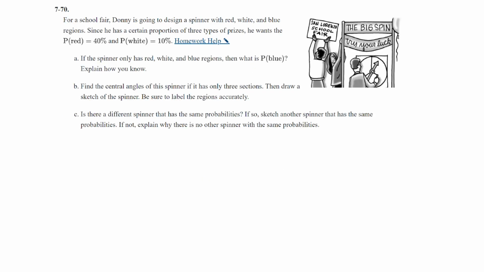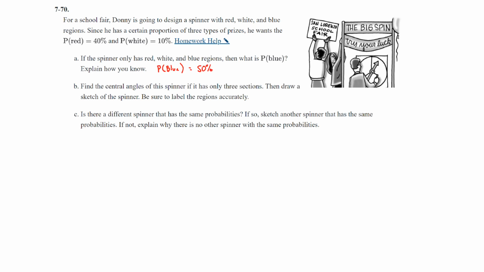Question 70. For a school fair, Donnie is going to design a spinner with red, white, and blue regions. Since he has a certain proportion of 3 types of prizes, he wants the probability of red to be 40%, the probability of white to be 10%. This is part A: if the spinner only has red, white, and blue regions, then what is the probability of blue? And so since we know it has to add up to 100%, if that's the only 3 colors that we have, then we know that the probability of blue should be equal to 50%, because that's what's left. You got 40% red, 10% white, so we need 50% to be blue.